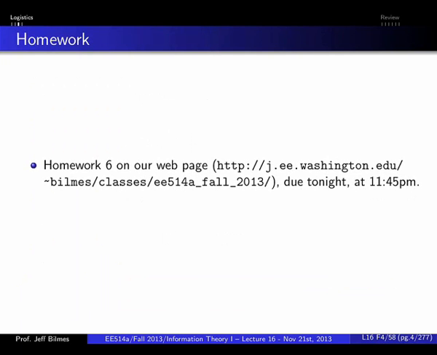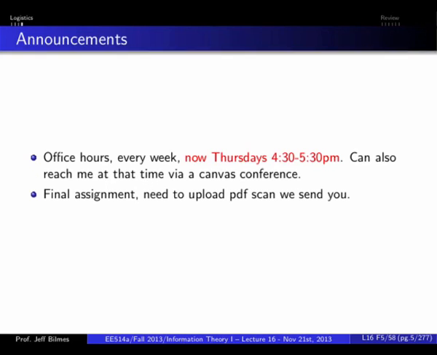There's homework 6. It's a very short one. It's only 3 problems, and 2 of the problems are actually pretty easy. So I hope you've at least had a chance to look at it. It's due tonight. I've got office hours after class today, so if you've got any questions, you can come by or use Canvas or whatever.